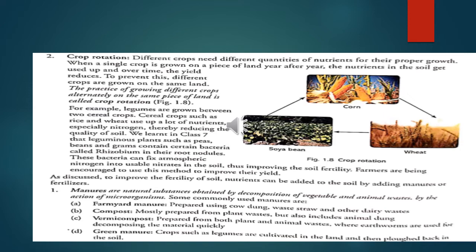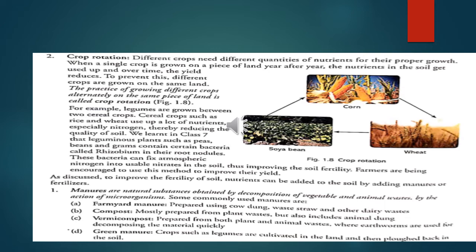Cereal crops such as rice and wheat use up a lot of nutrients, especially nitrogen, thereby reducing the quality of soil. We learned in class 7 that leguminous plants such as pea, beans, etc. contain certain bacteria called rhizobium in their root nodules, and these bacteria can fix atmospheric nitrogen into a usable form, or we can say nitrates, in the soil.